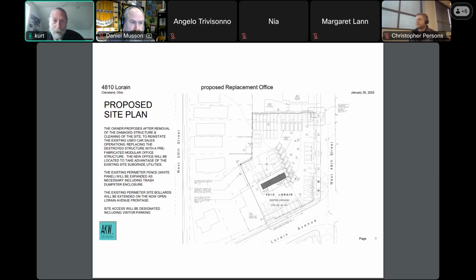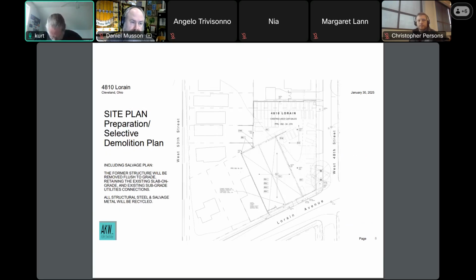The next slide, please, is what I called the site preparation selective demolition plan, and what I wrote as salvage plan. Basically, when we take down a masonry building that has steel in it like this, it's going to come apart rather simply. So all that steel is going to be recycled. I'm not sure if they'll do something with the masonry, because that's a very popular thing these days, grinding the masonry and repurposing it as backfill or porous fill or some such. Perhaps we can work through that as Tommy gets his demolition contractor in place when the time comes.